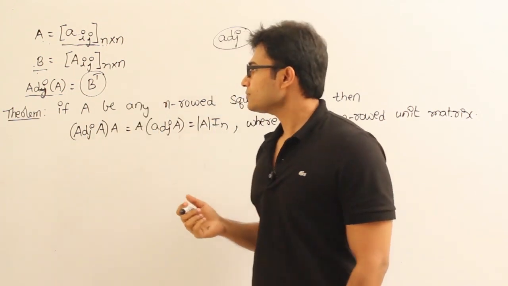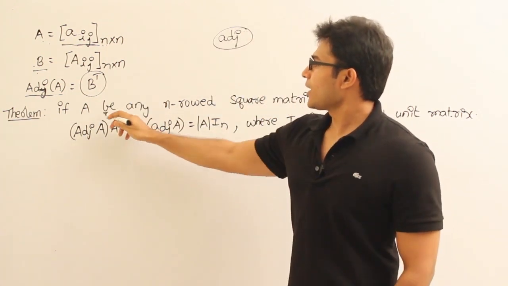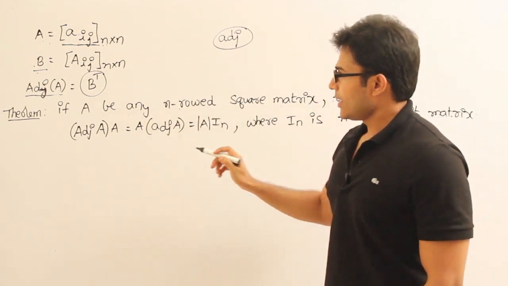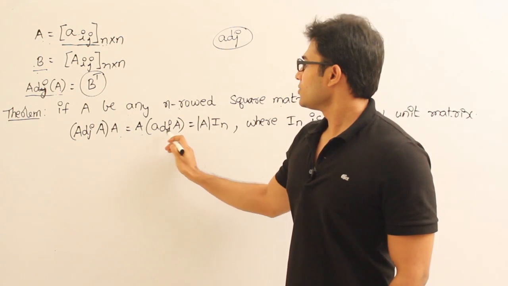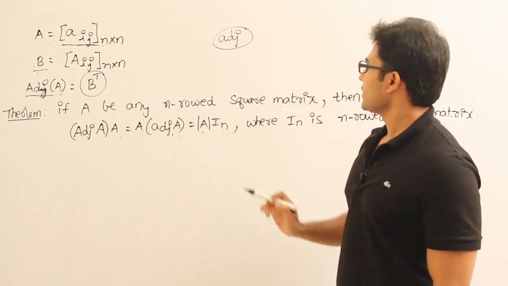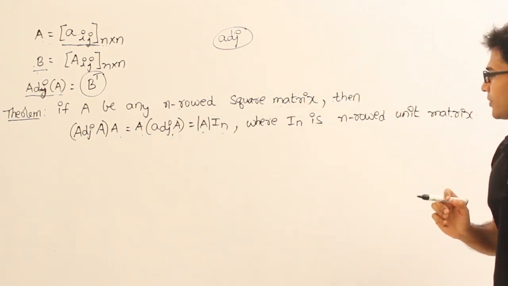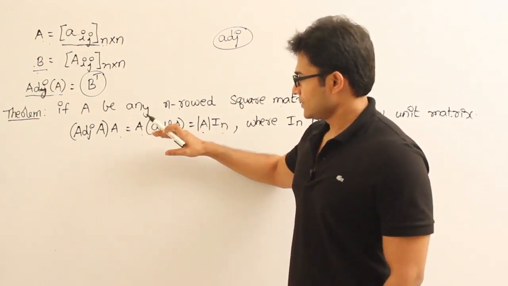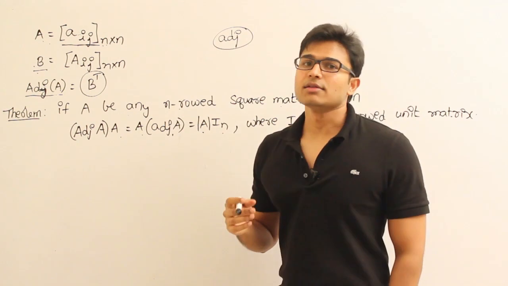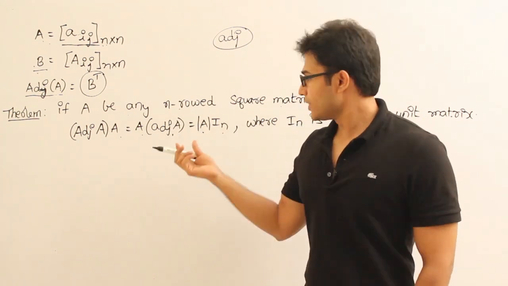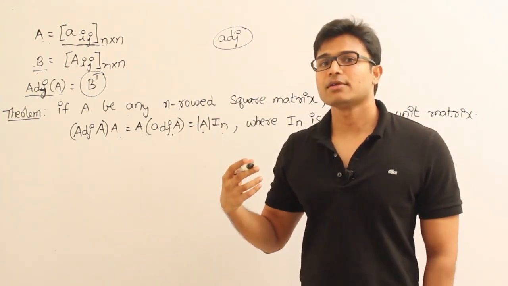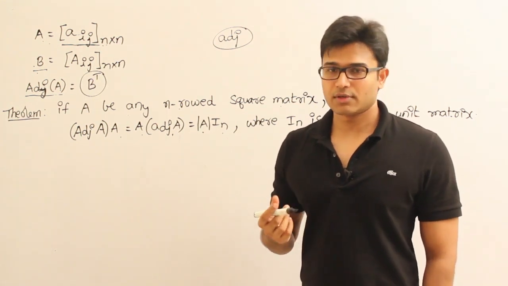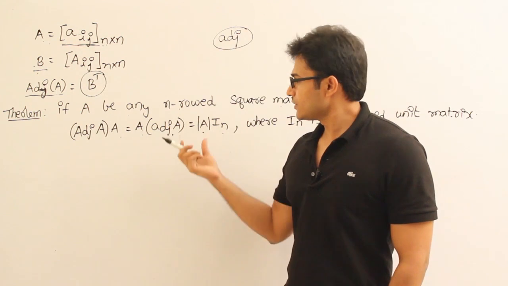Got it? Now look at the theorem. If A is any n-row square matrix, then A times adj A equals det A times I n, where I n is the n-row identity matrix. It is a very important theorem, because from it we are going to define the inverse of a matrix. Based on this, we can say whether a matrix is going to have an inverse or not, and how to find the inverse of a matrix. Let's see how it is true.